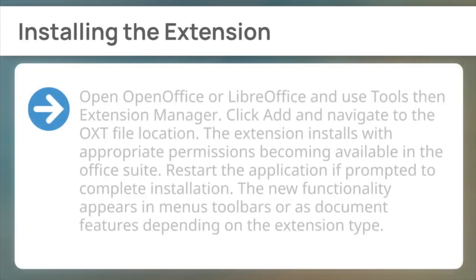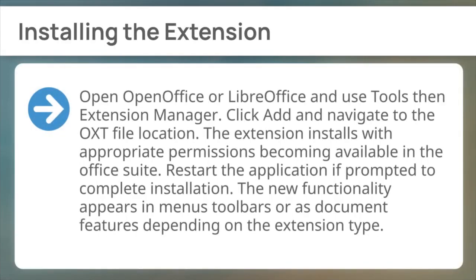First, installing the extension. Open OpenOffice or LibreOffice and use Tools, then Extension Manager. Click Add and navigate to the OXT file location. The extension installs with appropriate permissions, becoming available in the Office suite. Restart the application if prompted to complete installation. The new functionality appears in menus, toolbars, or as document features depending on the extension type.